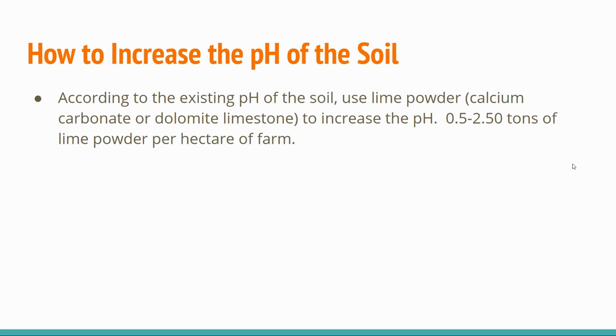Right, so according to the existing pH of the soil, you're going to use lime powder to increase the pH. So 0.5 to 2.5 tons of lime powder per hectare of farm. This is if you need to increase the pH. Maybe it's too acidic. Put lime powder down, and this is something that we see done quite often in our area.